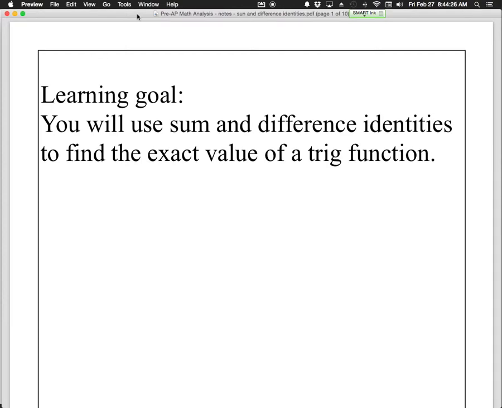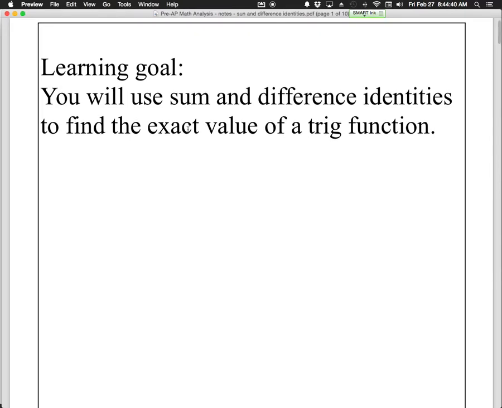Our learning goal today is you'll use some difference identities to find the exact value of a trig function. Okay, so we're looking at some new identities. And there are 6 of them, and they're coming up on the next screen, so write these 6 down for me real quick.